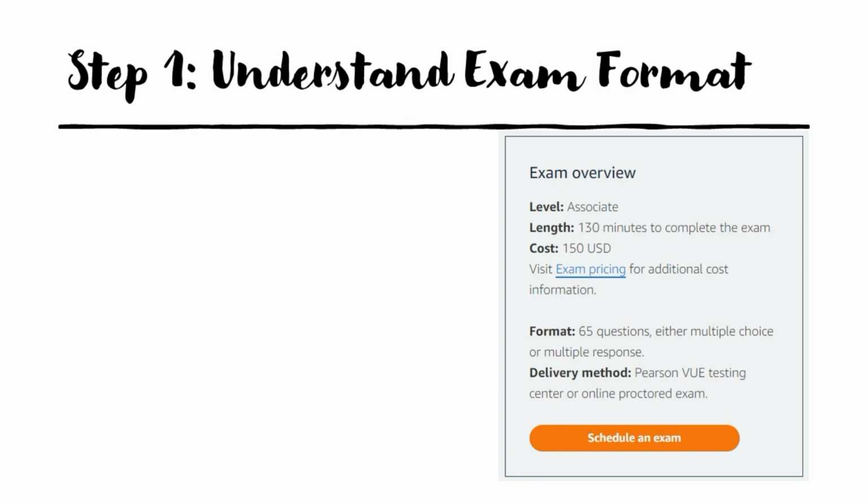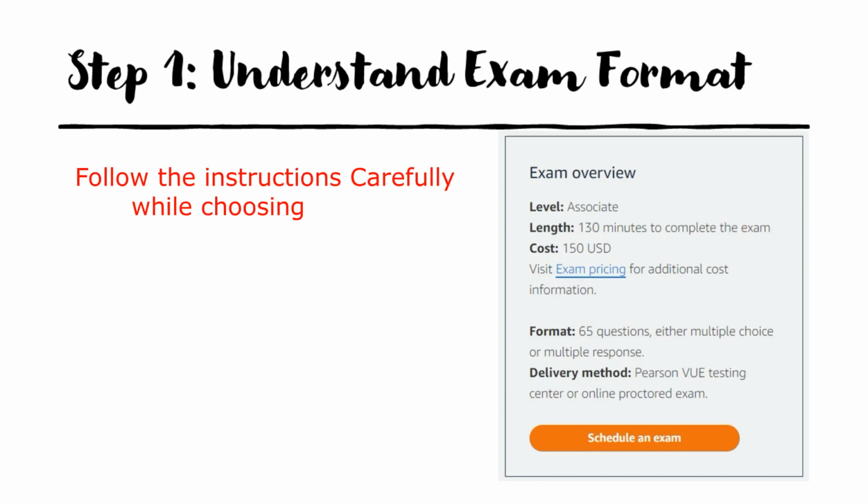Next, you will get 130 minutes to complete this exam, and the cost for this exam is 150 USD. You will get 65 questions. These questions will vary into two types. Either you will get a multiple-choice question where you need to provide only one answer out of 4 or 5 options, or you will get a multiple-response question. That means you need to give 2 or 3 correct answers out of 4 or 5 options. You can understand this because it will be clearly given in the instruction of the question, so it is always advisable to go through the instructions very properly.